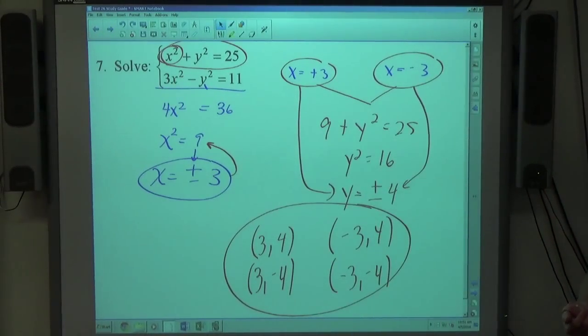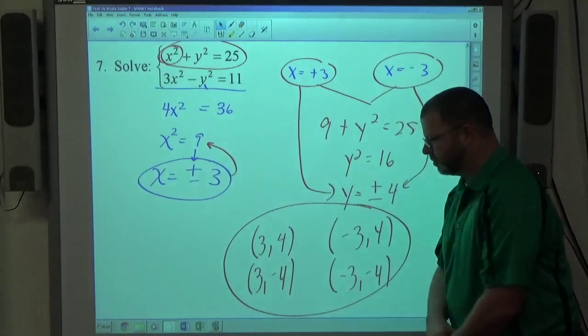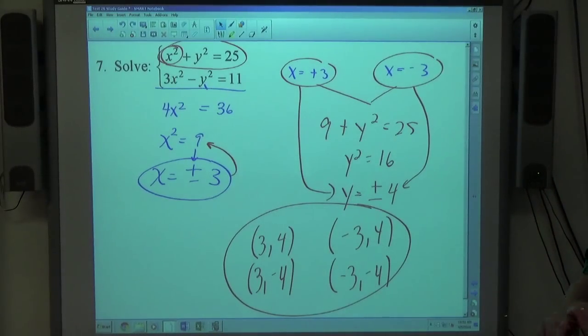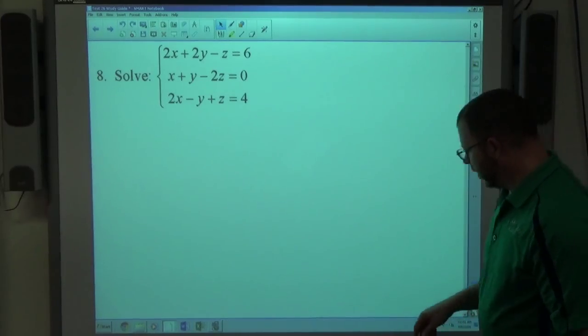So that's how it's going to work on the test too. Just don't forget the plus minuses. When you forget plus minus, you give me the positive answer. All the negative answers are missing. You lose 3/4 credit.